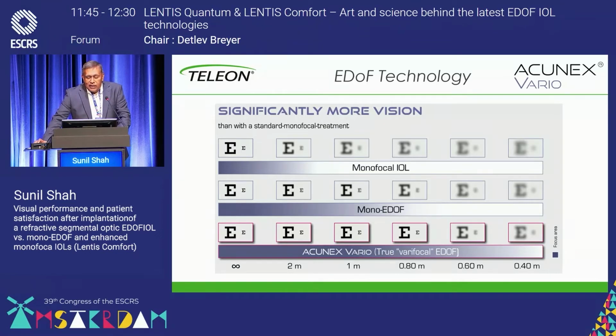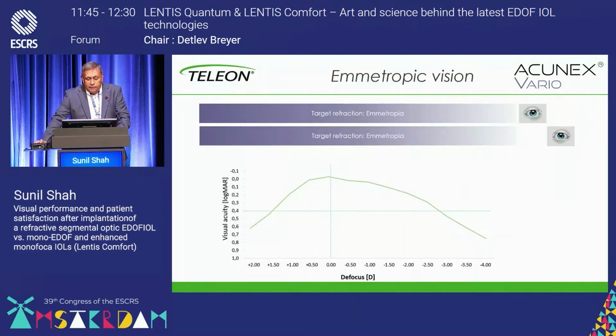So you've seen this picture from Ramin before, that unlike the Vivity or the iHance lenses, which are more monofocal plus, the Acunex Vario is actually more a full EDOF lens with a varifocal effect. So you would expect to get more out of this than the other two lenses.